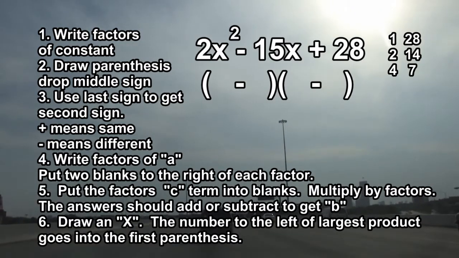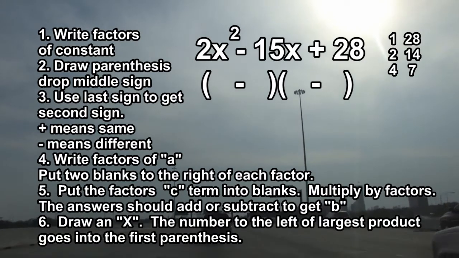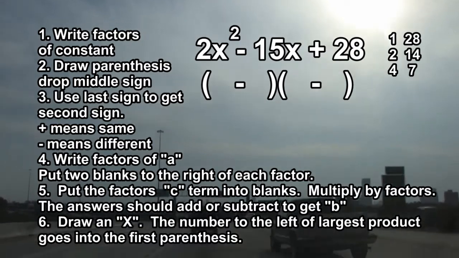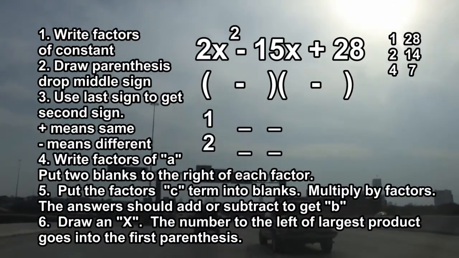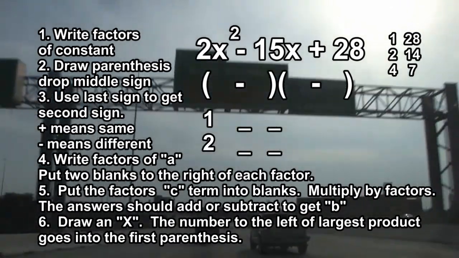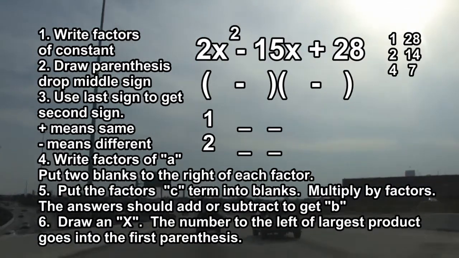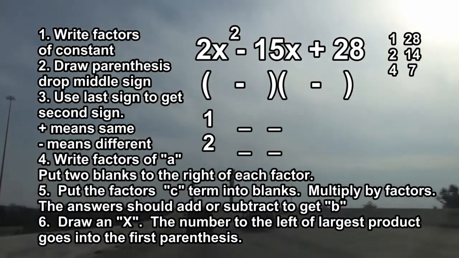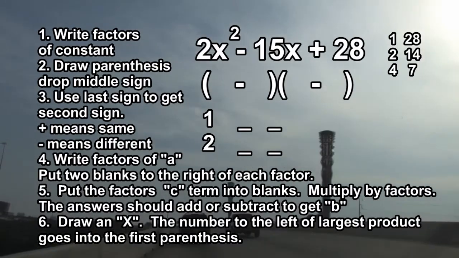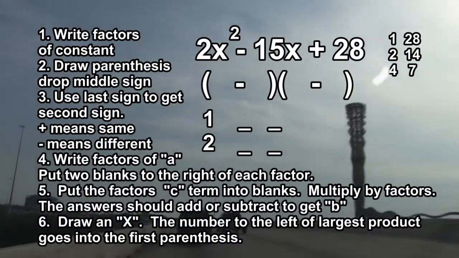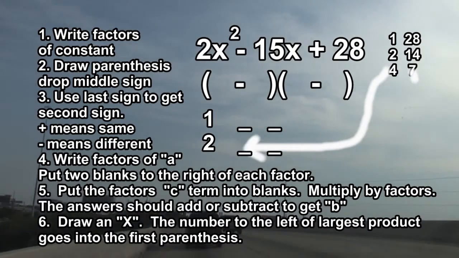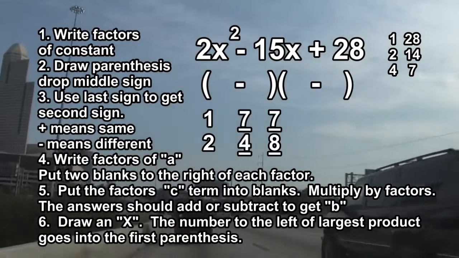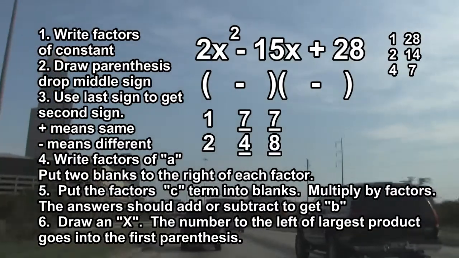Now we'll look at the last sign, which is plus. That means both signs will be the same, or both signs will be minuses. Now we'll write down the factors of 2, which are 1 and 2, and put 2 blanks to the right. Next, we need to use one set of the factors of 28, multiply them by 1 and 2, add and get 15. In this problem, we'll use the factors of 4 and 7. Put the 4 to the right of the 2 and the 7 to the right of the 1. The products would be 7 and 8.